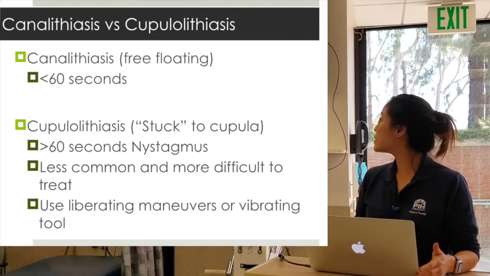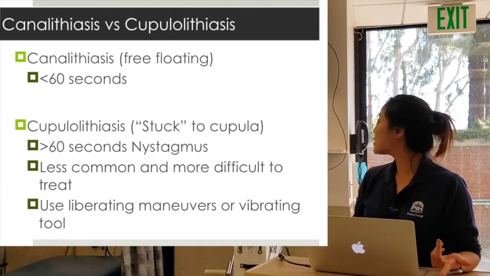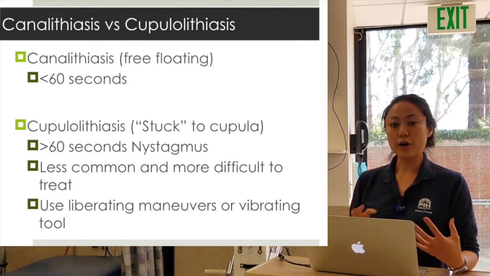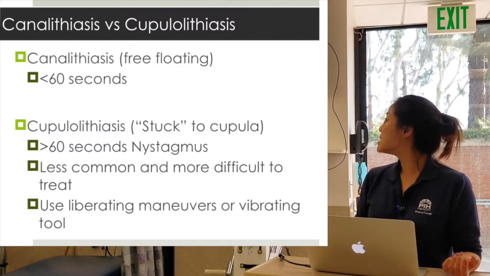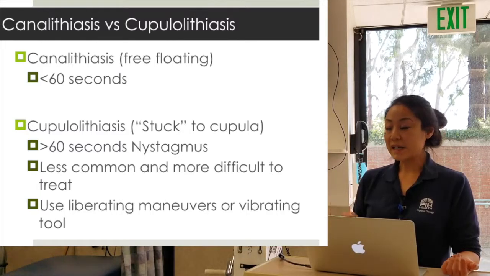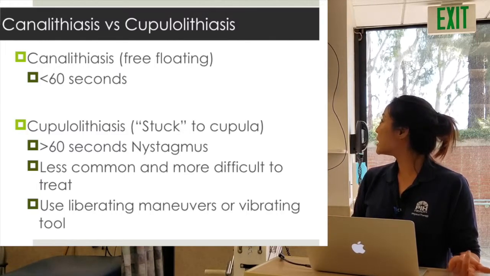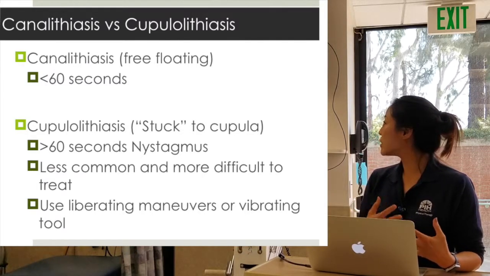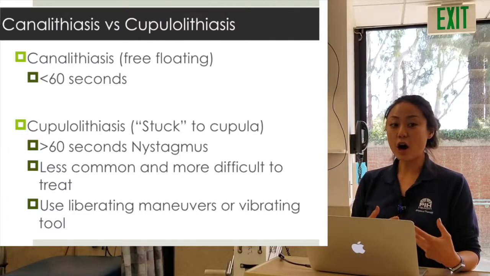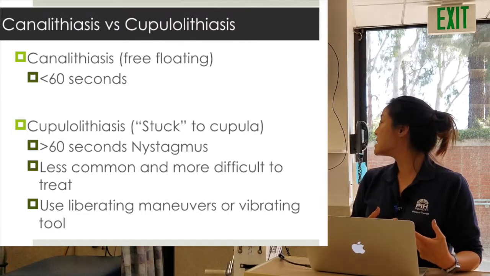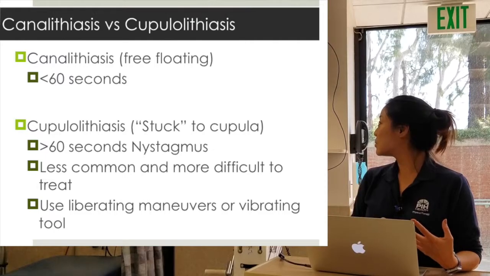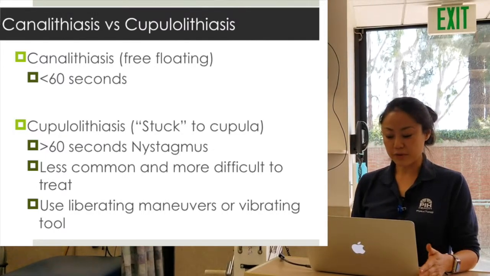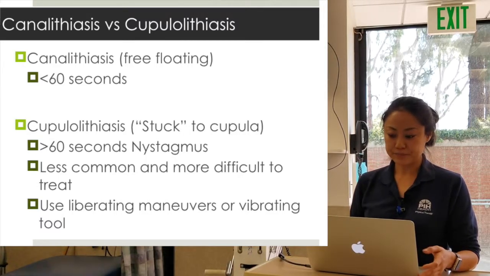Okay, so for canalithiasis versus cupulolithiasis, canalithiasis just means that the debris is floating in the long arm of the semicircular canal. Usually the nystagmus will be less than 60 seconds. For cupulolithiasis, it means it's stuck to the cupula, and the nystagmus is going to be greater than 60 seconds. This one is less common and more difficult to treat. So for the stuck ones, you would use either liberating maneuvers, or you can use vibrating tools to try to free the debris from the cupula.